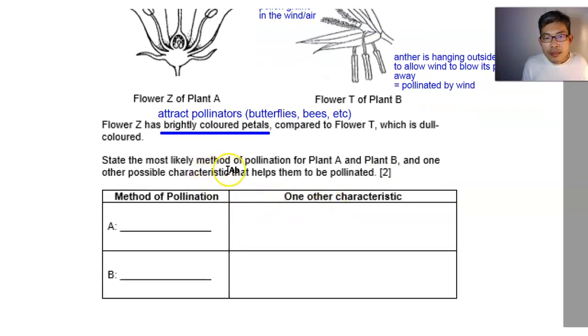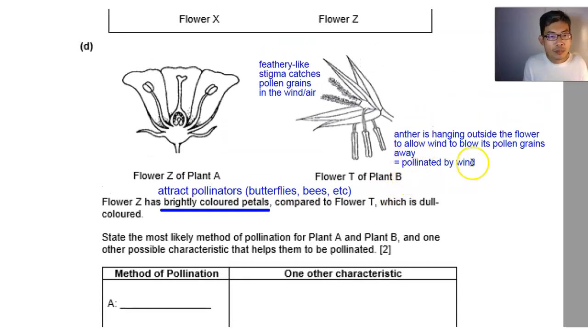So what's the method of pollination for plant A and plant B? And one possible characteristic they have to be pollinated. But be very careful here, one common error people make is they confuse seed dispersal with pollination. Why? Because there are things like wind pollinated, so they get confused with seeds being dispersed by wind. Two totally different ideas here.